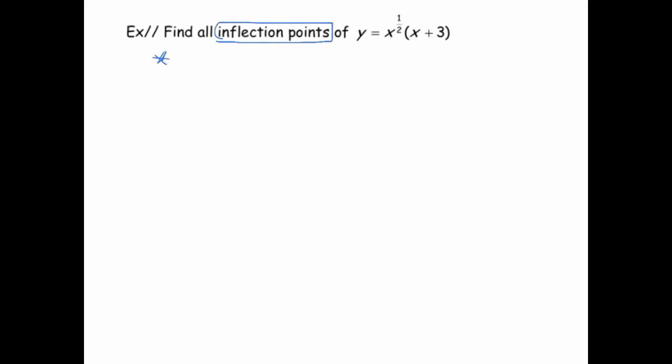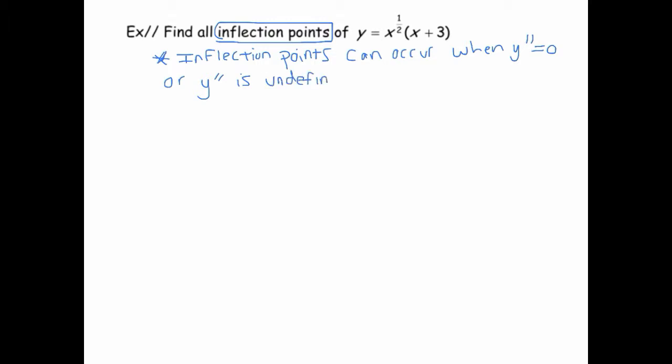So let's just remind ourselves that inflection points can occur when the second derivative equals 0 or when the second derivative is undefined. A lot of people forget to check the second case, but they can occur when the second derivative is undefined. You could get a vertical tangent, in a graph like this. That would be an inflection point. So just keep that in mind.